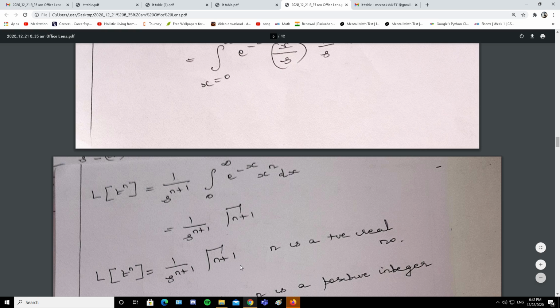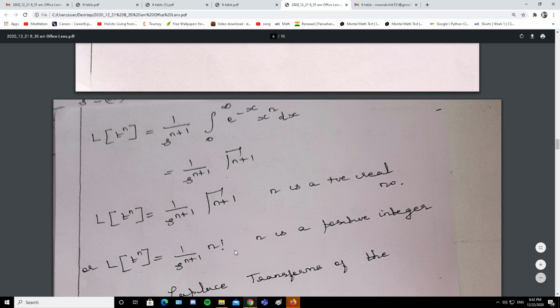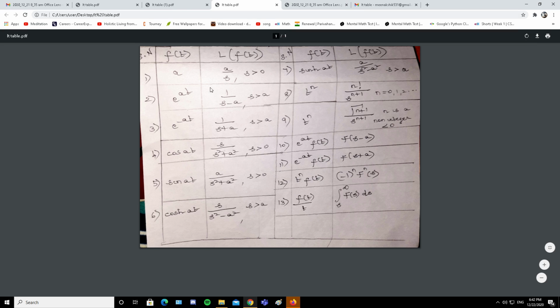So you also know that gamma of n plus 1 is the same as n factorial. So there are two formulas for Laplace of t power n. If n is a positive real number, you have to make use of the gamma formula. If n is a positive integer, you have to make use of n factorial by s power n plus 1. So you should learn the proof of all the standard functions, and you should know by heart the Laplace of all the standard functions. I have covered 1 to 9.